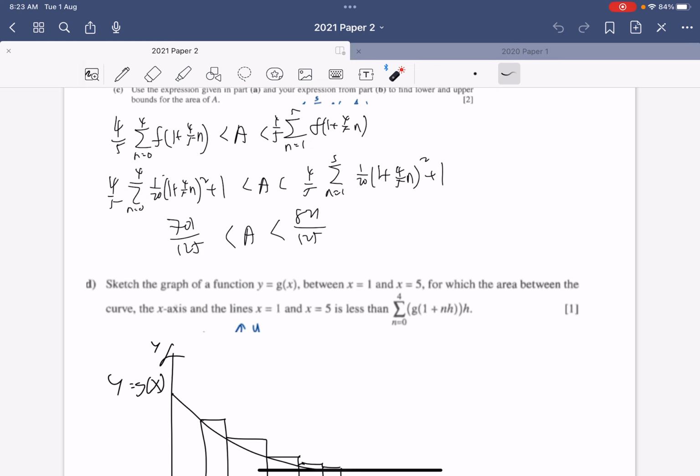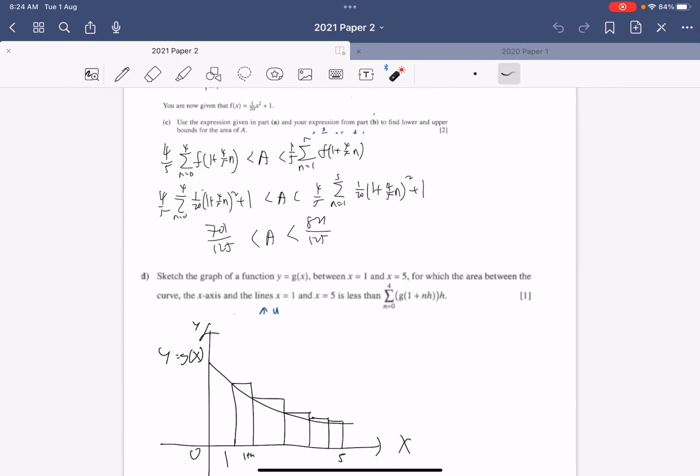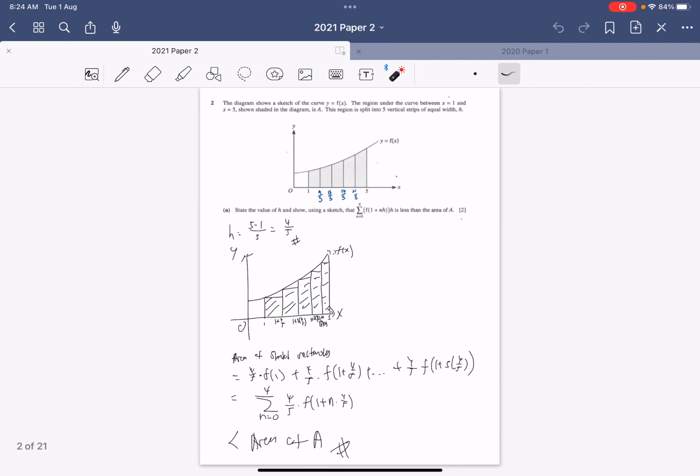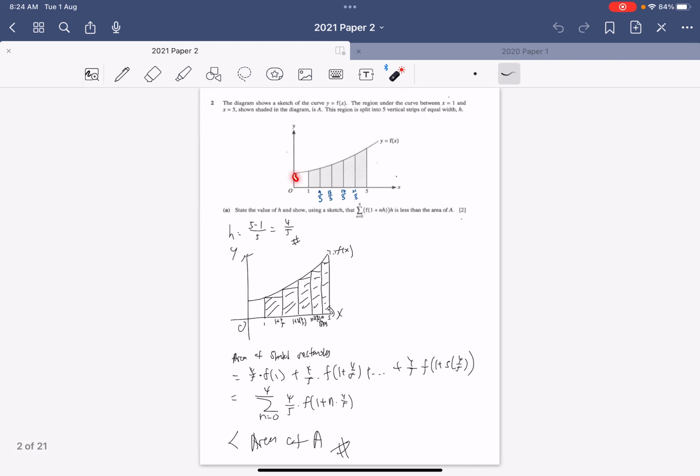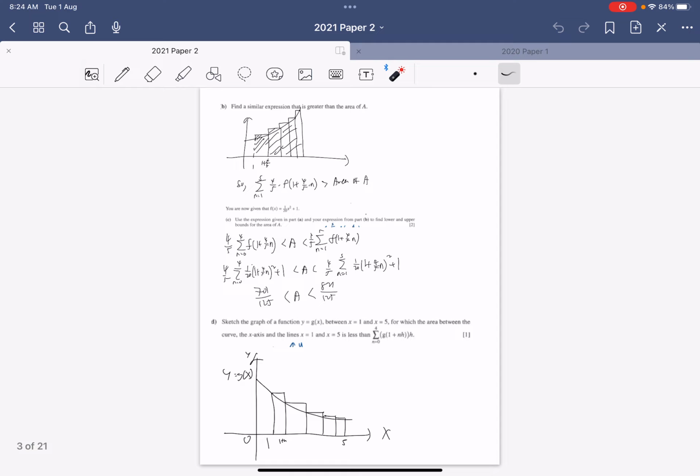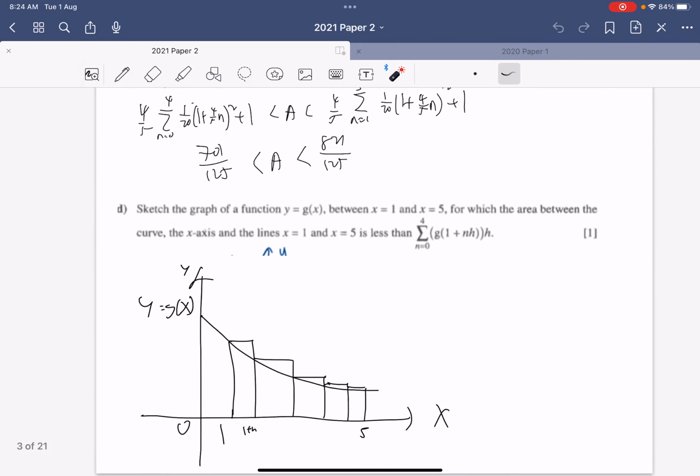As for part D, they want you to now sketch the curve, but they want the area between the curve is less than this function looking thing. From earlier, we see that if we go from 0 to 4, we use the left hand side, it will be less than. But that's because the curve is increasing. So when we draw it, this part will be higher than the below. So in the likewise idea, we need it now to be decreasing.